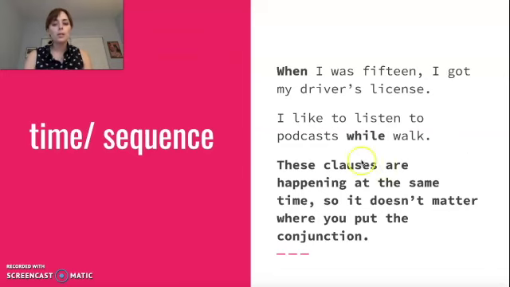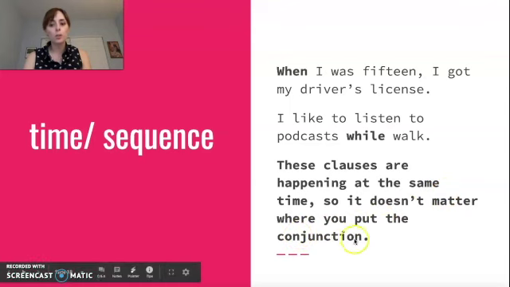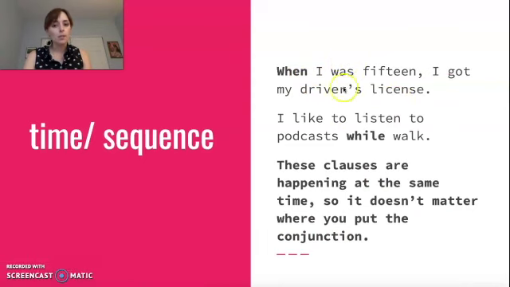So note that these clauses are happening at the same time, so it doesn't matter where you put the conjunction. I could also say, when I got my driver's license, I was 15. Because they happened at the same time, it doesn't matter which clause you put it in front of, okay?